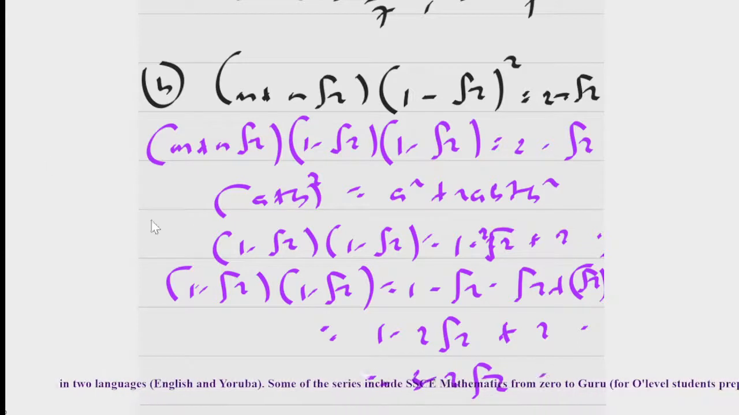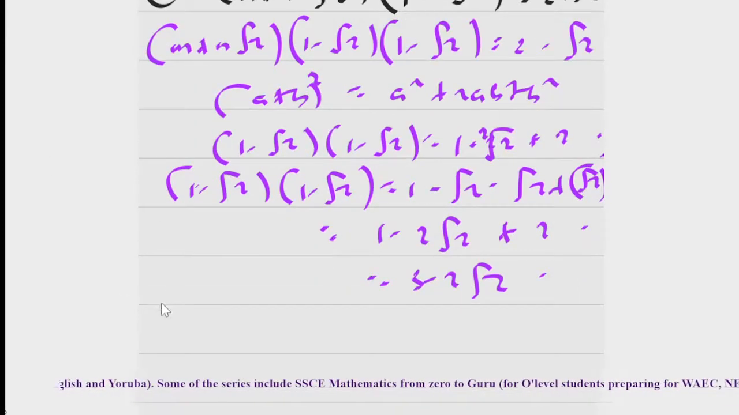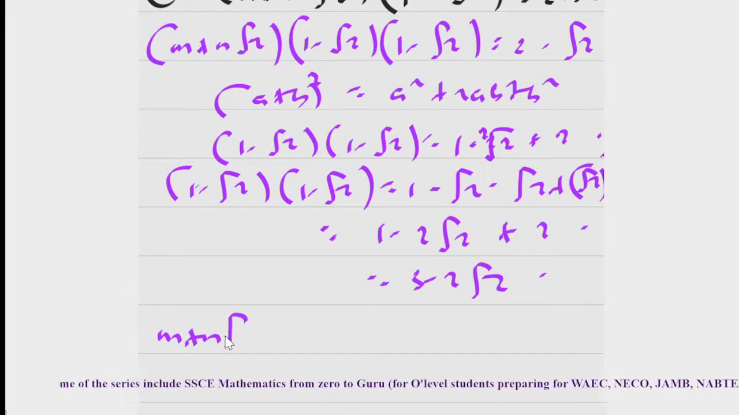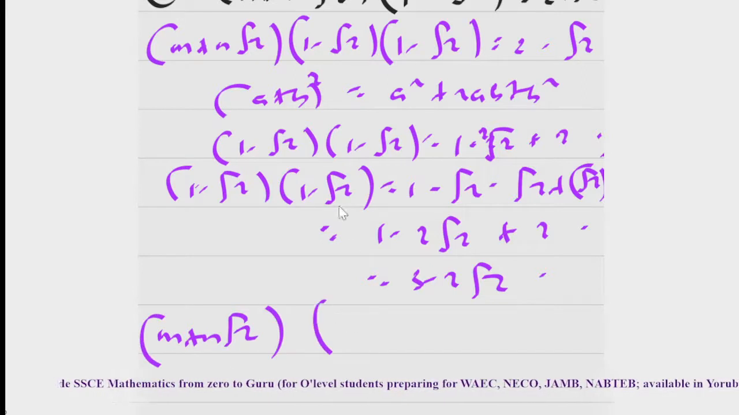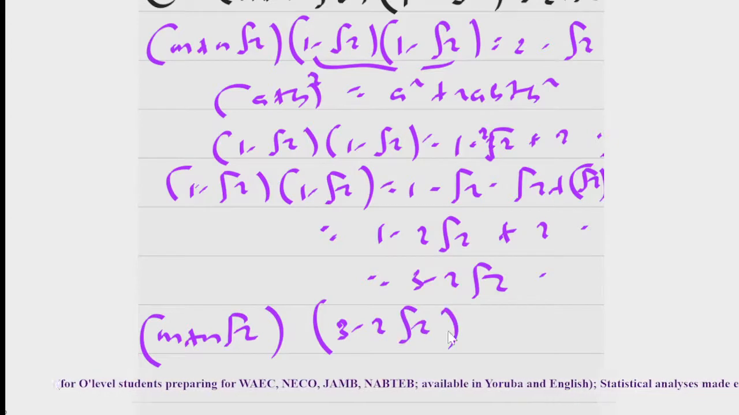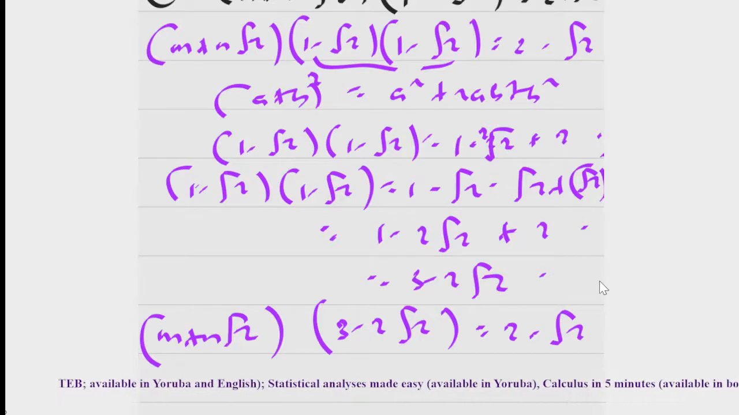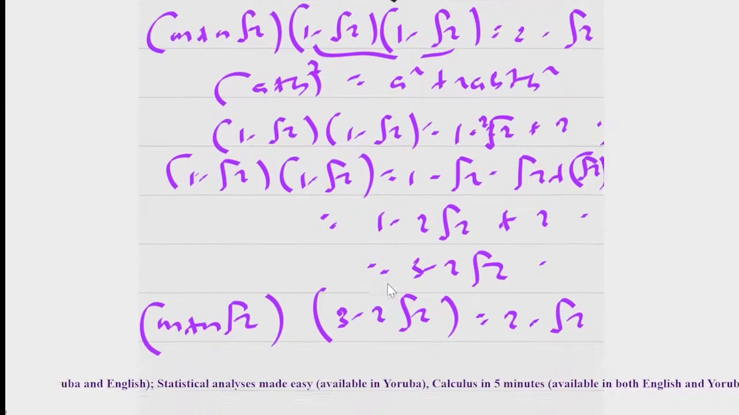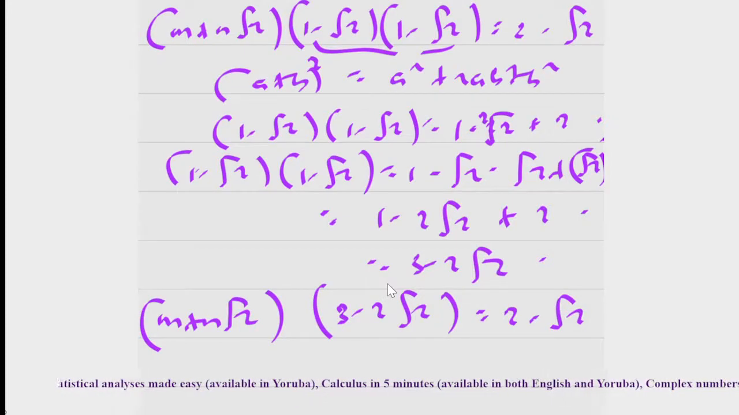So it means if you don't want to stress yourself, then you have m plus n root 2, and you know both this guy, you have it to be what? 3 minus 2 root 2. So that's 3 minus 2 root 2 is equal to 2 minus root 2. You understand now?